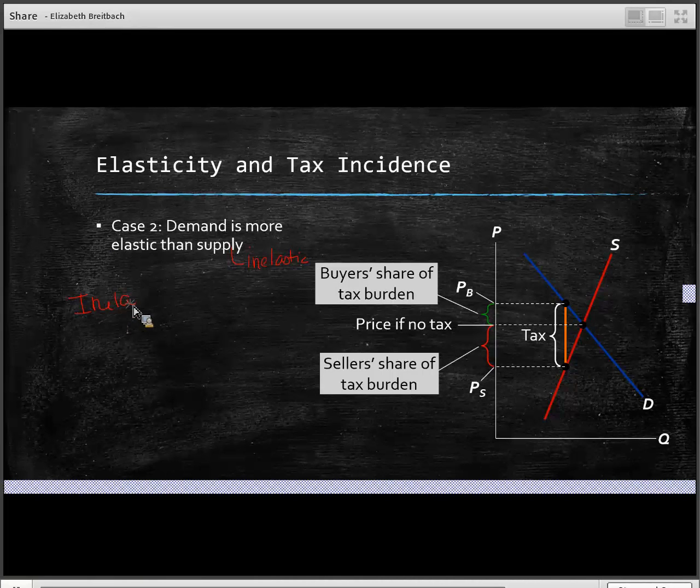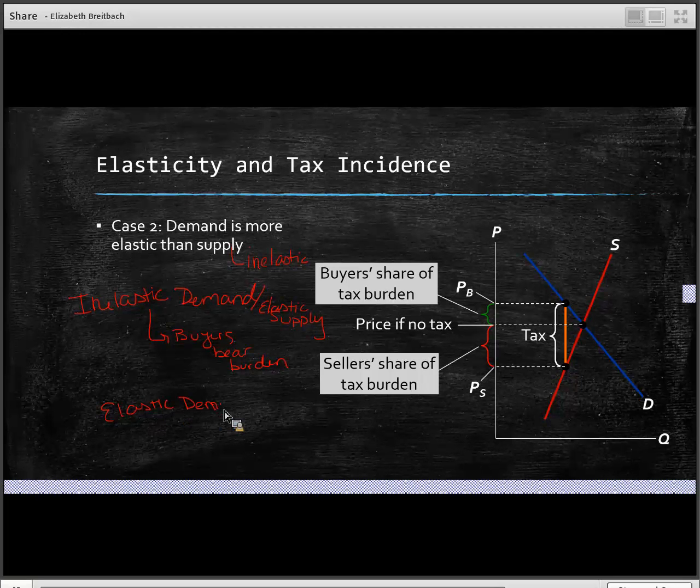If, however, we see that the elastic falls on the demand side and the inelastic falls on the supply side, the reverse is true. Sellers are going to bear more of the burden. Okay? Sellers bear more of the burden. All right, so whichever side has more inelastic, who is less price sensitive, is going to bear the greater burden.